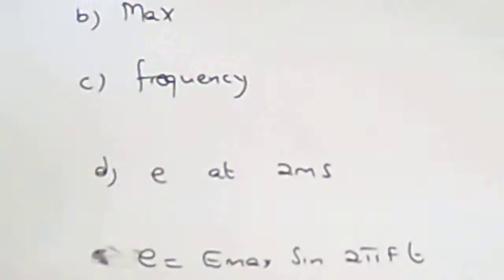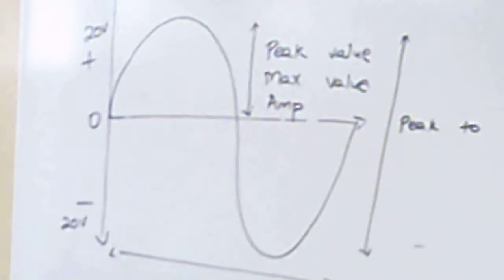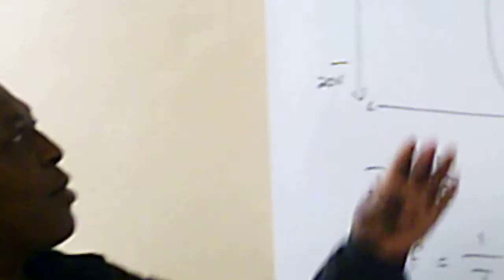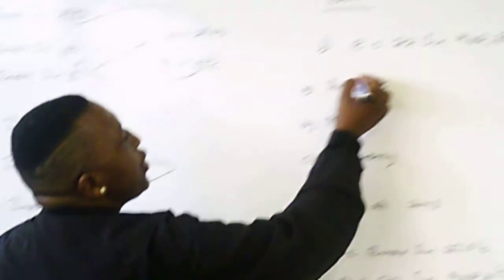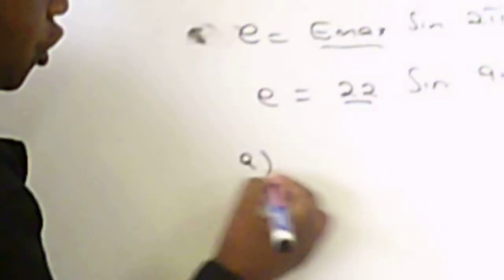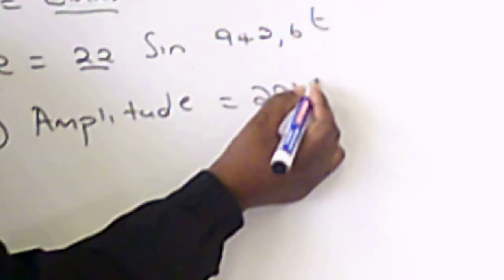So you can answer your question by remembering your sine wave. In your sine wave, I said from 0 to your peak, we are talking about the peak value. From 0 to your peak, we are talking about the maximum. From 0 to your peak, we are talking about the amplitude. Meaning the three values must be the same because they are representing one thing. The first question is saying, how much is your amplitude? Then you check your equation here. 22 stands for my E maximum, meaning the maximum, amplitude and peak are the same thing. My amplitude is equal to 22 volts.